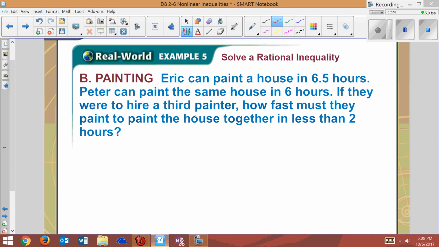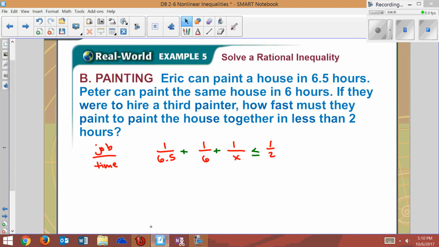So this is rational because it's kind of like doing your job divided by the time it takes to complete the job. So we have one painter doing the job in 6.5 hours. We have another painter doing the same job in 6 hours. We have a third painter. We don't know how long it'll take them, but we do know that together, if we added these up, they want to do it in a smaller amount of time than 2 hours. So this would be the bigger amount. This would be the smaller amount.